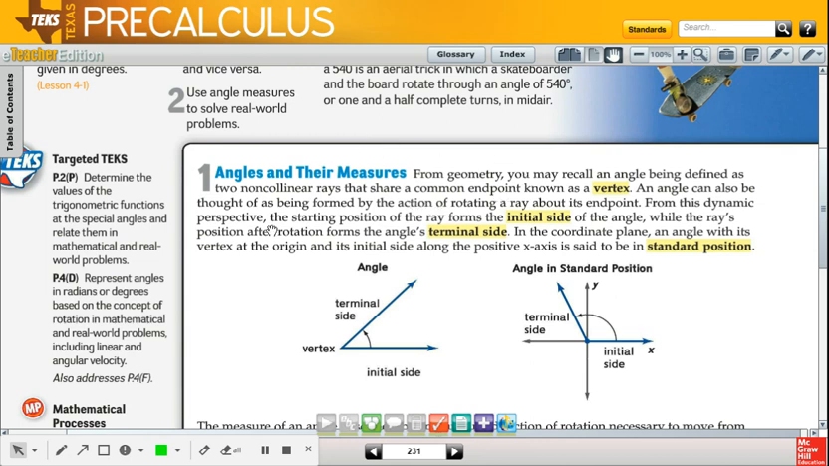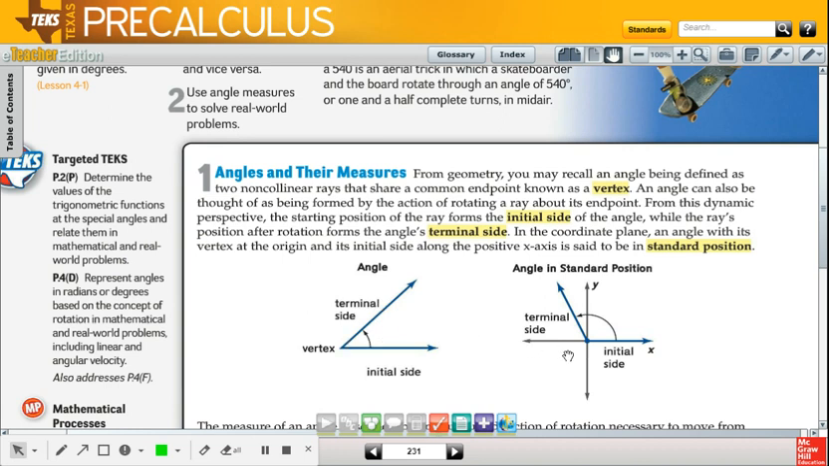Given this information, you don't have to copy the whole thing. Basically, you're going to start from where it says "from this dynamic perspective." From this dynamic perspective, the starting position of the ray forms the initial side of the angle, while the ray's position after rotation forms the angle's terminal side. So the initial side, if we were to draw just like in geometry, is where we start. And then the second ray, where we stop for the angle, that's the terminal side.